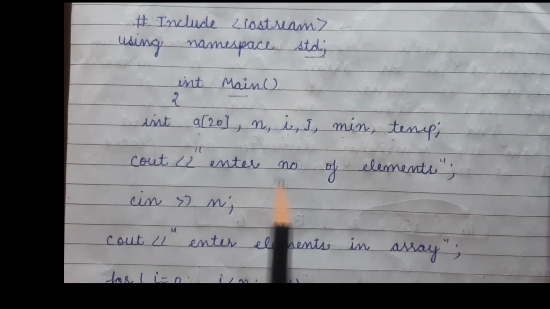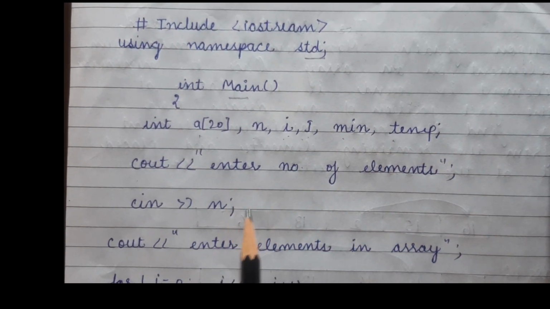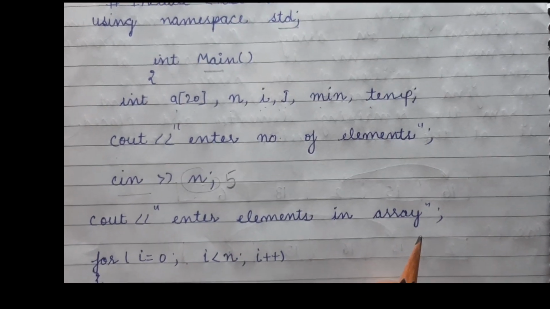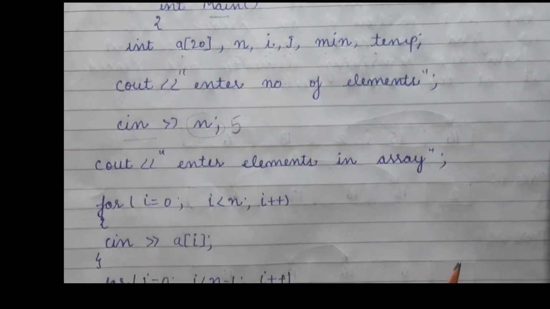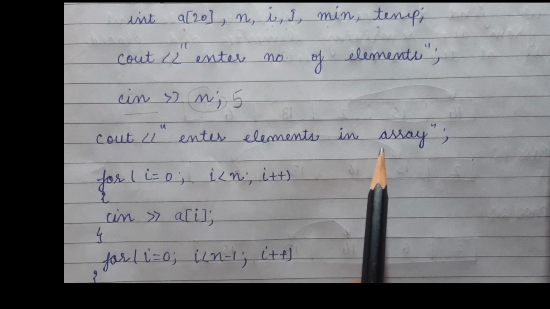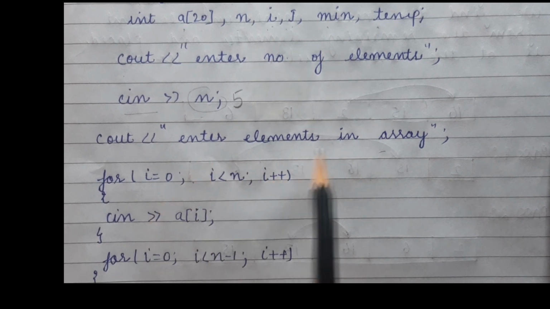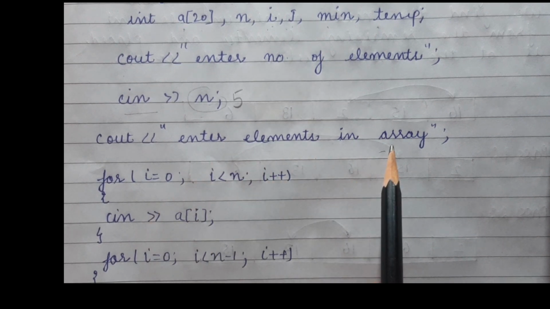So first we enter the value of n. First we enter the number of elements. Using the cin object we enter the value of n. Suppose you input the value of n as 5. After this we enter the elements in the array. This is just a message that will display on the output screen.